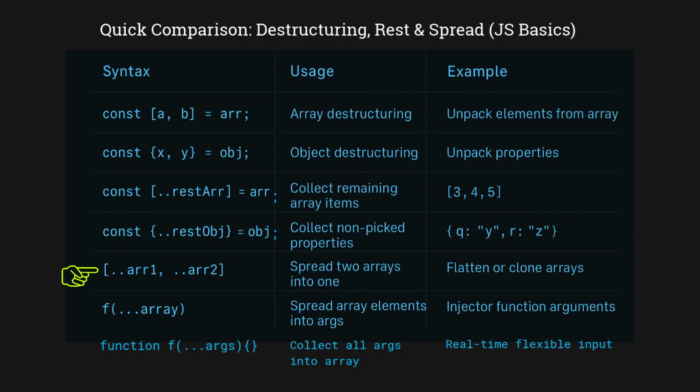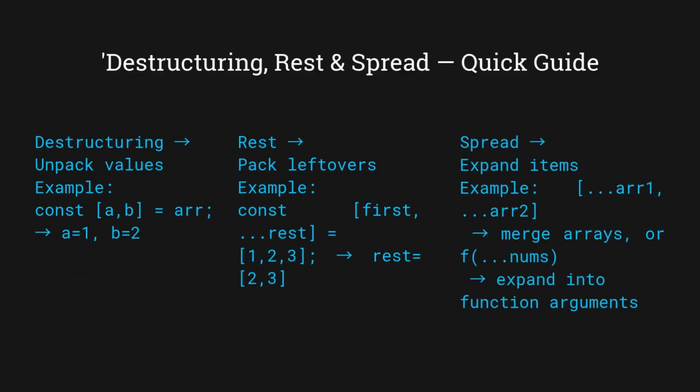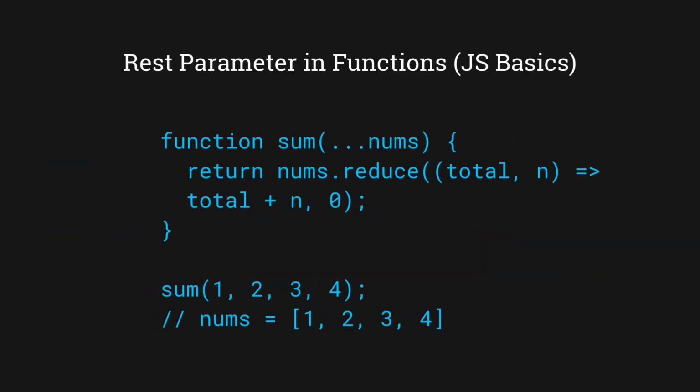[...arr1, ...arr2], spread two arrays into one, flatten or clone arrays. f(...array), spread array elements into args, inject function arguments. Function f(...args), collect all args into an array, flexible input. Destructuring unpacks, REST in destructuring packs leftovers, and spread expands. In functions, a REST parameter groups arguments, so don't get confused, they're related but context sensitive.